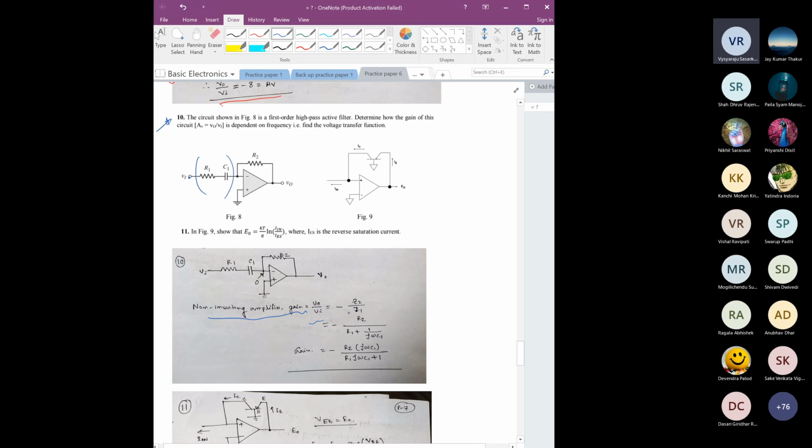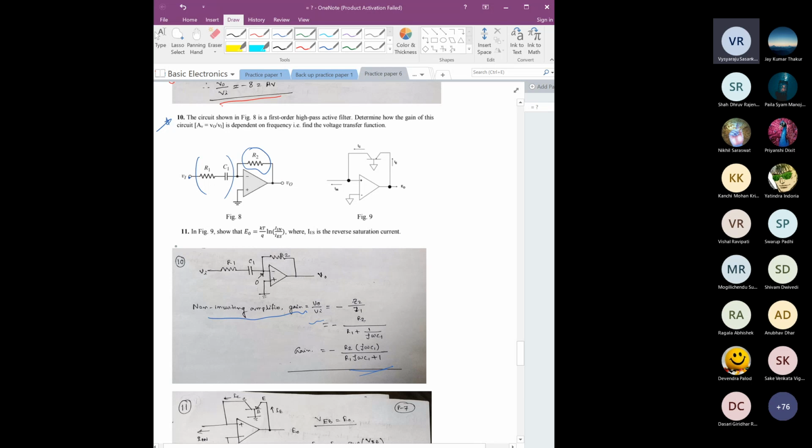V output by V input would be equal to, instead of resistance, we will write in terms of impedance: the impedance of the feedback path by the impedance of the input path. So minus Z2 by Z1. Z2 is basically R2 and Z1 is basically these two. So this will be the gain, the expression of the gain in terms of this. Is this clear to you?